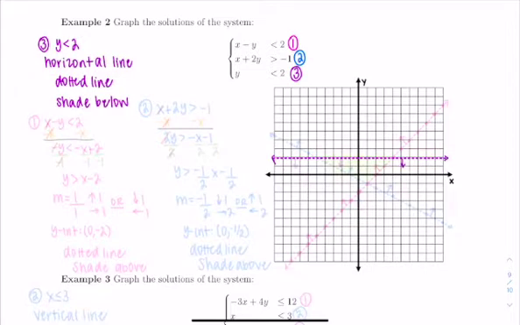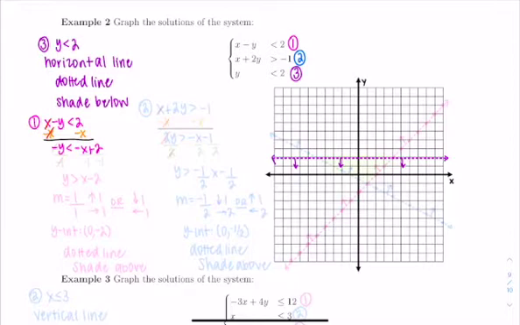And we're shading below the line. Let's look at equation number 1. We've got x minus y is less than 2. So putting this into slope-intercept form, we're going to subtract x from both sides. So it cancels on the left, and we have negative y is less than negative x plus 2.